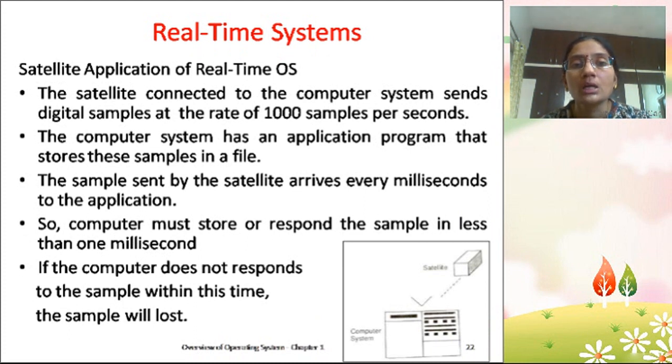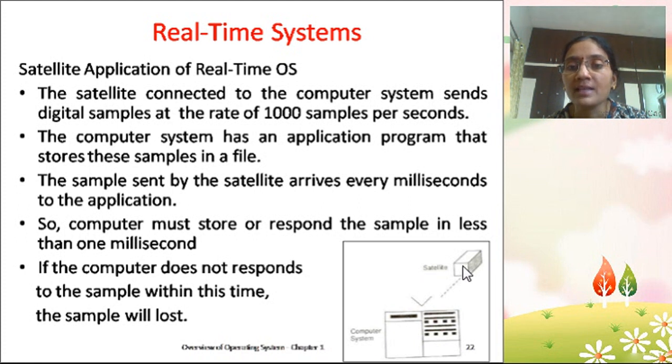So, a satellite application of the real-time system. The satellite connected to the computer system sends the digital samples at the rate of 1000 samples per second. The computer system has an application program that stores these samples in a file, and the sample sent by the satellite arrives every millisecond to the application. So the computer must store and respond to the samples in less than 1 millisecond. If the computer does not respond to the sample within this time, then the sample will be lost.